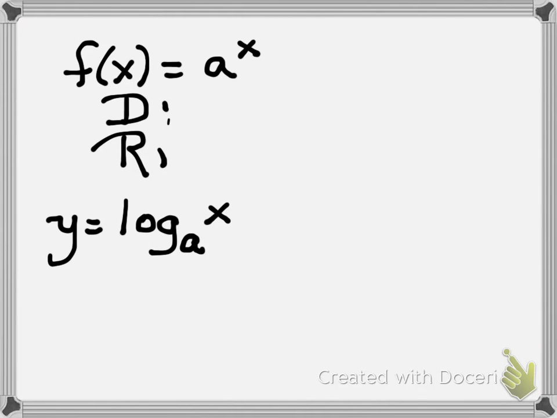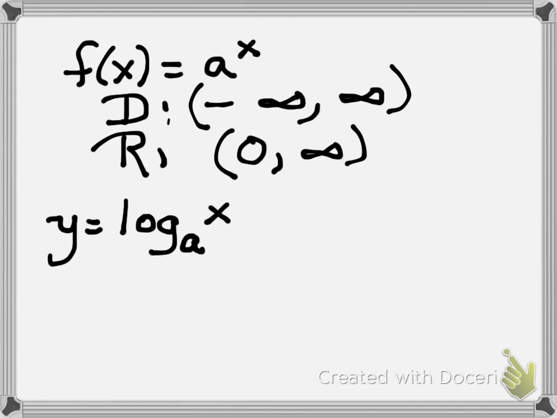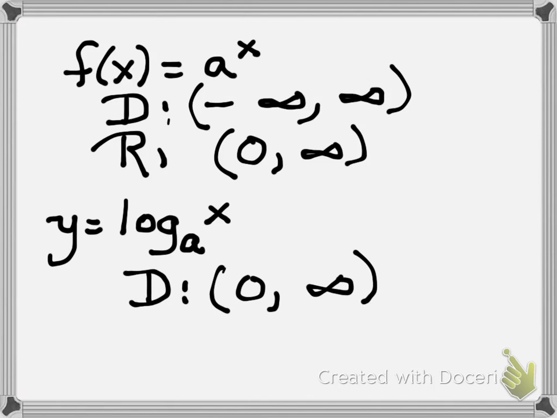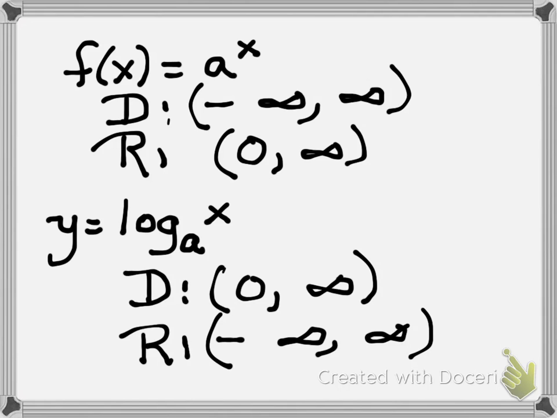So here the domain, what you can put in for x, can be from negative infinity to infinity. You can put in any exponent there that you're raising a to, but what you're getting out for the range is from 0 to infinity in exponential form. In logarithmic form, your x value, the answer that you can get, is from 0 to infinity. The log has to stay greater than 0. The range, here what you can get out for an answer is from negative infinity to infinity. These are the opposite of each other.